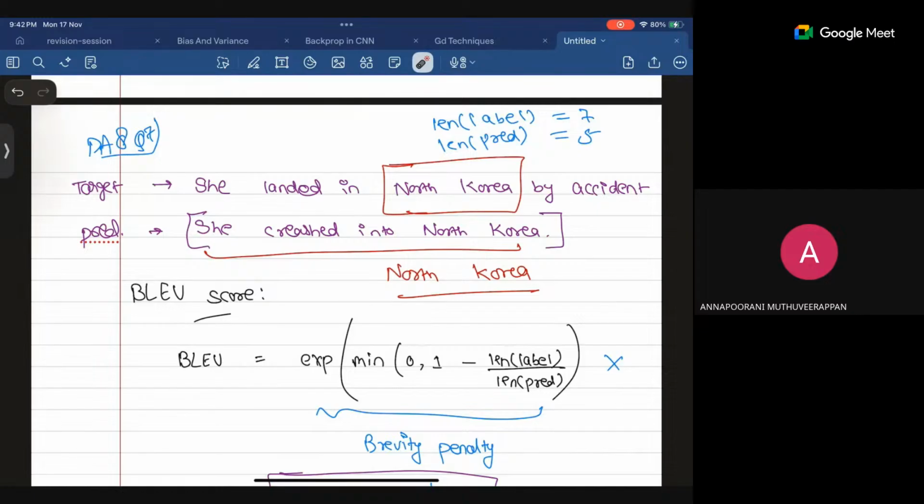So the minimum of 0 and 2 by 5 will be 0. No, negative 2 by 5, right? Yeah, negative 2 by 5. So there should be an exponential term coming.